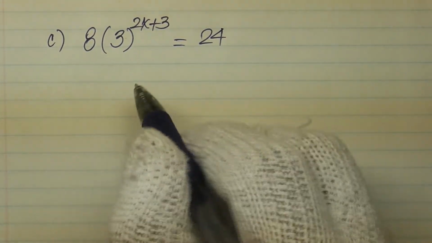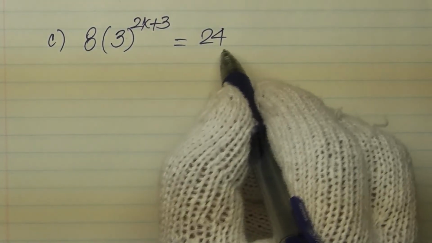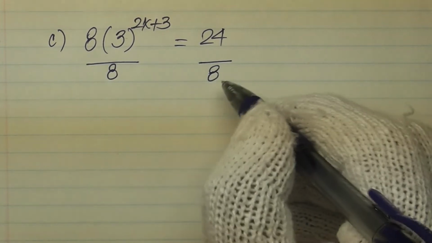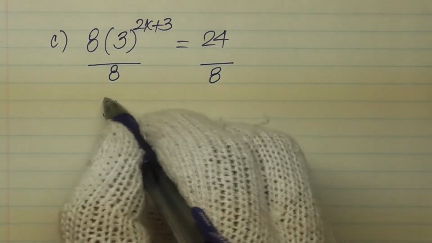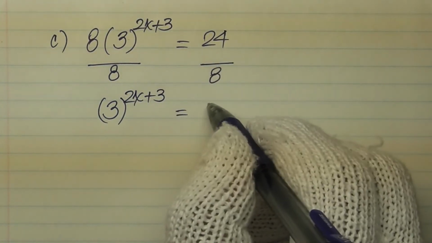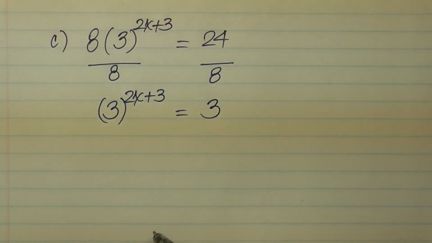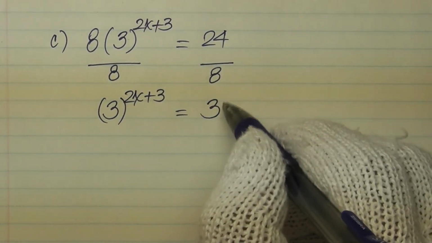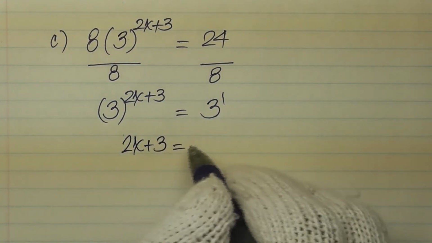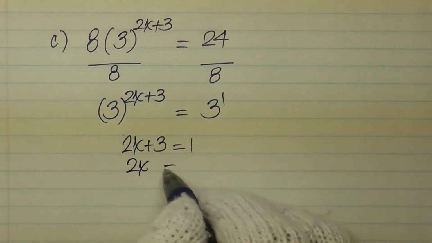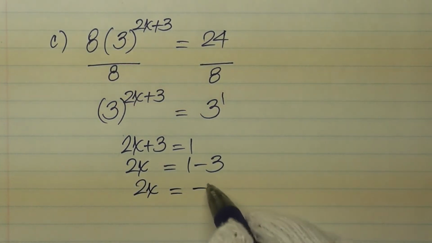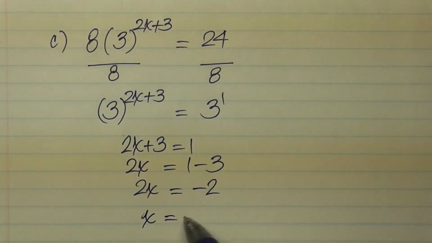Alright, so this one, if you're paying attention, you'll notice right away that 8 divides into 24. So right off, if I start by dividing both sides by 8, on this side I have 3 to the exponent 2x plus 3, and on this side I have 8 divides into 24 3 times. You know what this is? 3 to the 1. So this tells us that 2x plus 3 is equal to 1. 2x equals 1 minus 3. 2x equals minus 2. And so x, of course, is equal to minus 1.